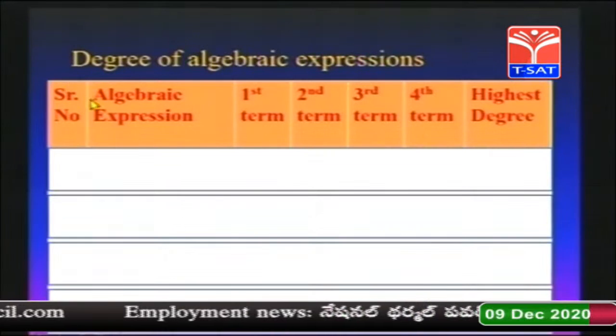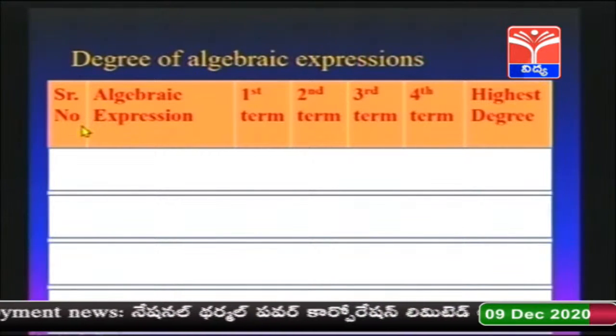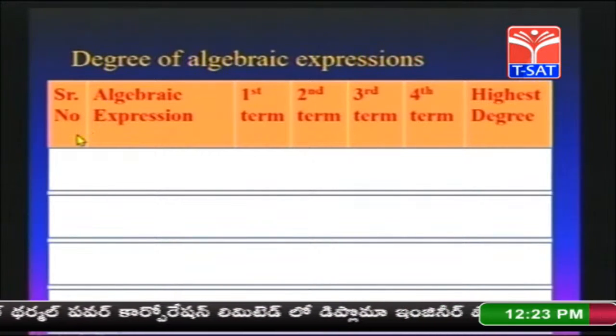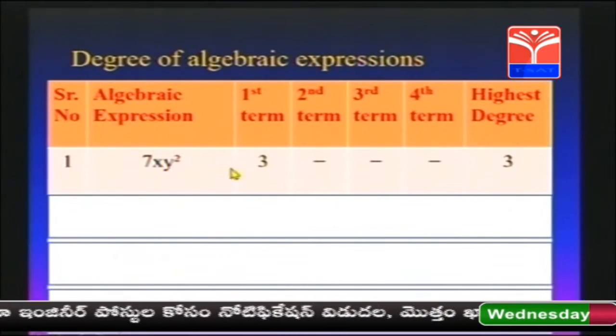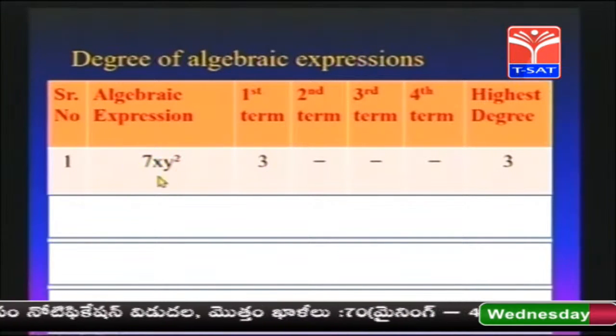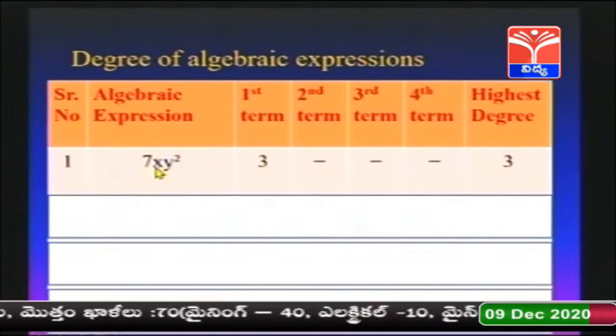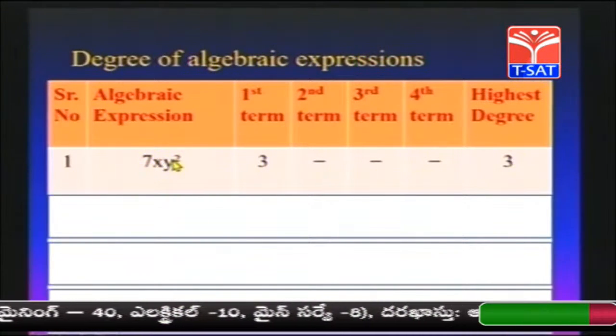Next, here we will take a small table and see how to write the degree of different algebraic expressions. First one, 7xy square. If you see here, it is a monomial expression. Here the exponent of x is 1, exponent of y is 2.